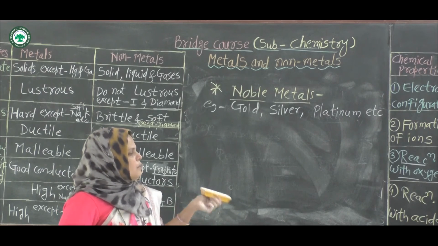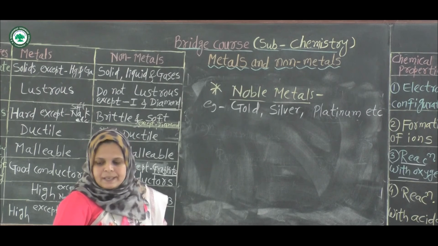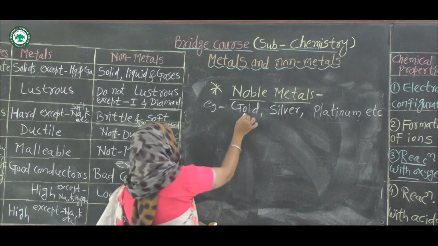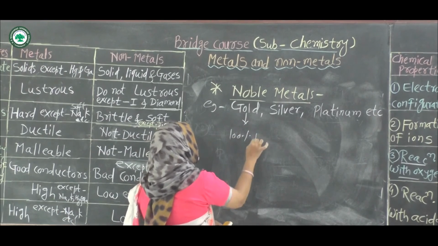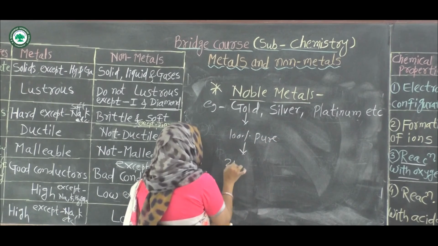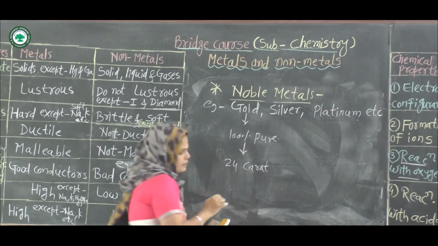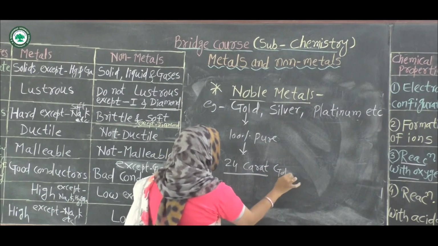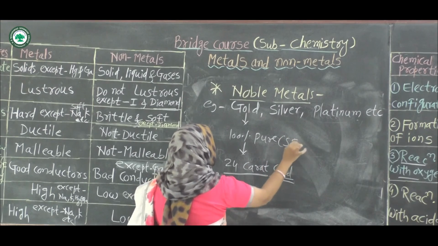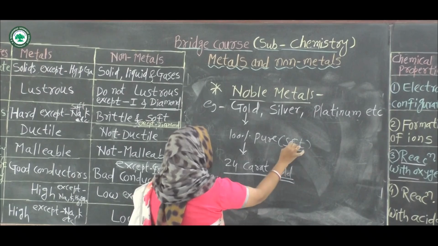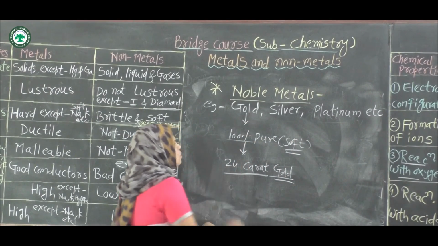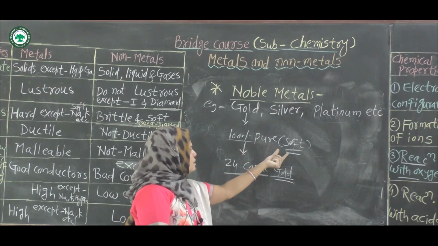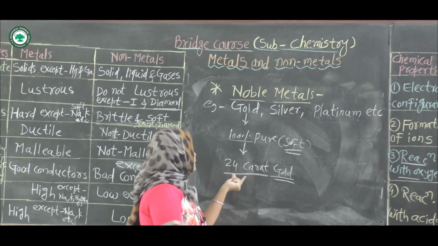And we know that gold which is 100% pure is called 24 carat gold, and it is soft in nature. If gold is 100% pure, if the purity of gold is 100%, then it is pure and it is soft. And this 100% pure soft gold we call 24 carat gold.